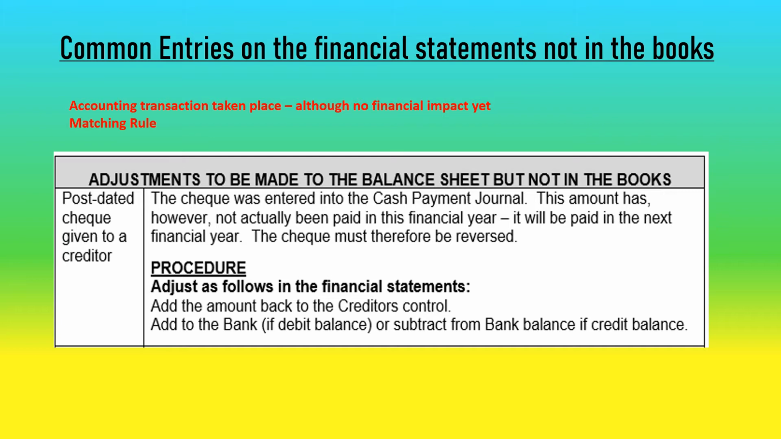This is a posted check given to a creditor. So this is a check that you've made out to a creditor that only relates to the next financial year. So you can't take the check away from the person you've given the check to. You can't reverse the check because you've already made it out, but it's in your books. So what you need to do is add back the amount to the creditors control and add it to the bank, or subtract it from the bank if you have a credit balance, because it's money that has not yet left your bank account, and it's a balance that means you've not yet completely paid your creditor.